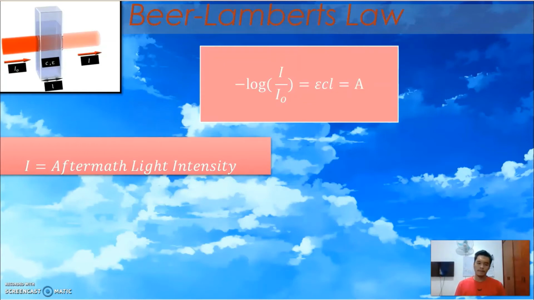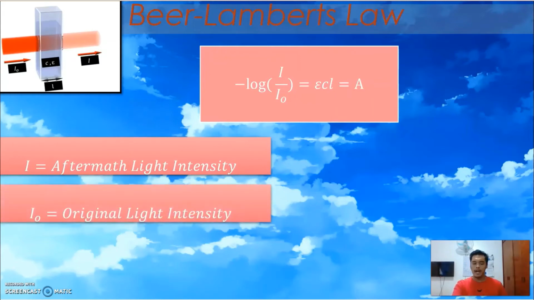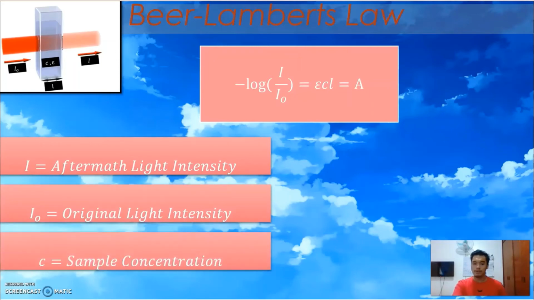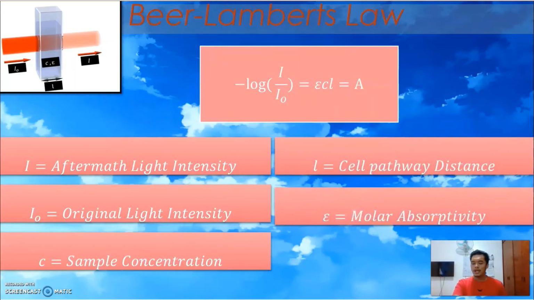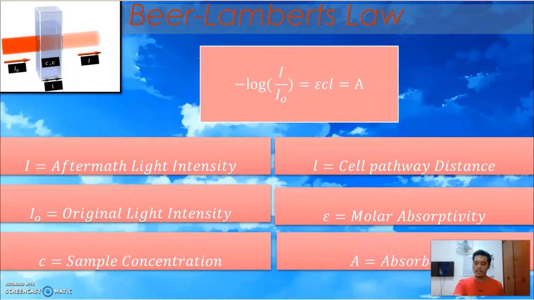Very good. Why? It's because I represents the aftermath light intensity, IO or I naught represents the original light intensity, C represents the sample concentration, L represents the cell pathway distance. Epsilon represents the molar absorptivity, or the coefficient, and this molar absorptivity varies between analytes. Therefore, it will be different depending on what kind of analyte you are trying to analyze. And lastly, A means absorbance.